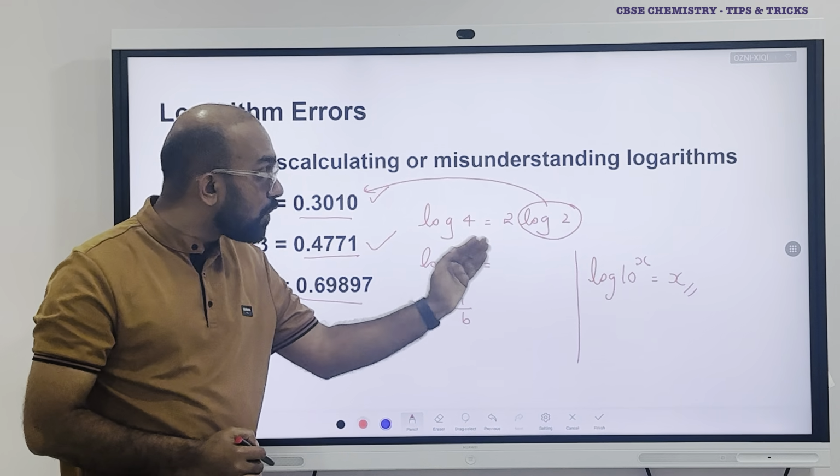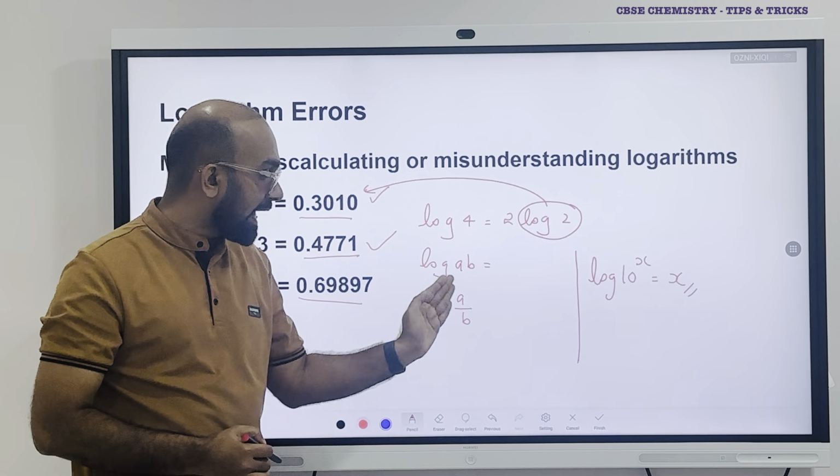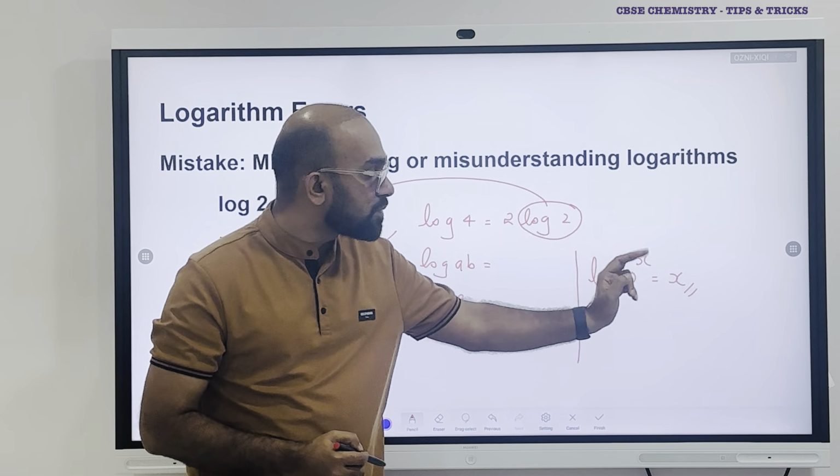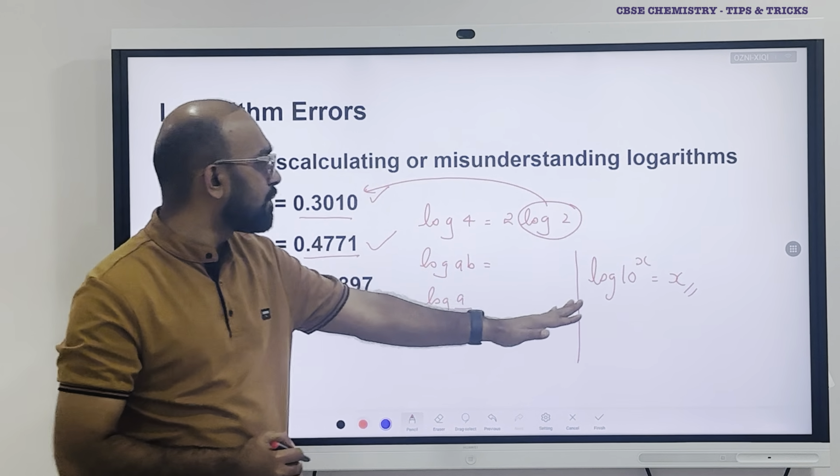Log AB is log A plus log B. Log A by B is log A minus log B. Log 10 raised to x is x. These basic calculations you must know. These values you remember.